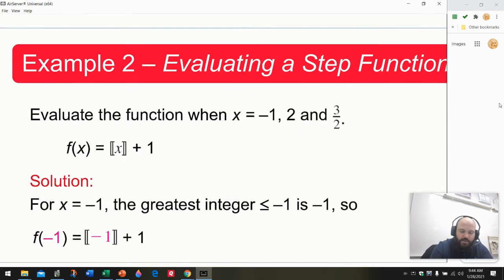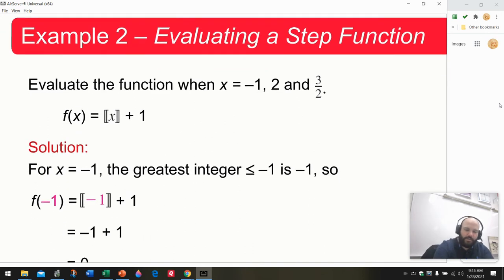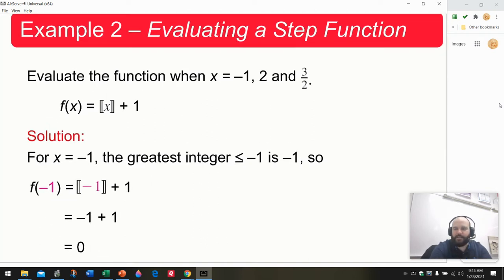So the first example that I'm going to show you is example 2. It says evaluate the function when x equals -1, when x equals 2, and x equals 3/2. So we're going to start by taking our function that you can see that they gave us. f(x) is equal to the greatest integer of x plus 1, and we're going to substitute each of those x values in. The first number we're going to substitute is -1. And when I do that, -1 is not changed. -1 is an integer. You don't need to round it. So it stays -1. And then you have +1, which then gives me 0. Okay, so that one was pretty easy because the function didn't do anything to the number.